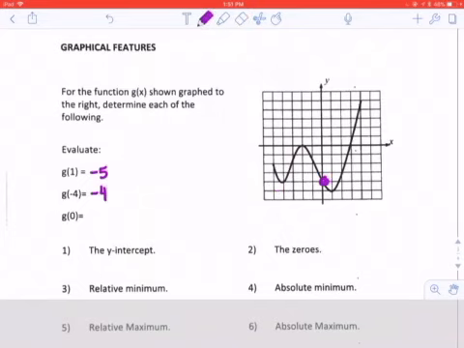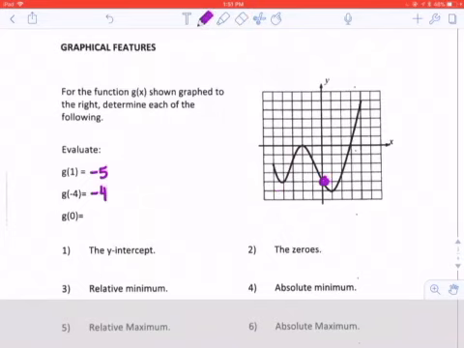Where are the zeros? That's where the graph crosses the x-axis. And that happens when x equals negative 2, so negative 2, 0, and x equals 3. So 3, 0.